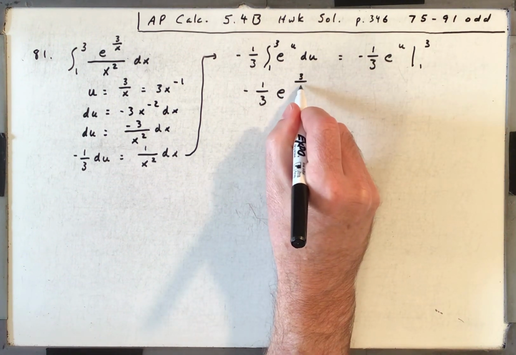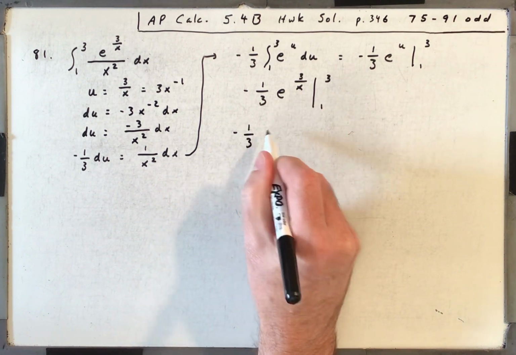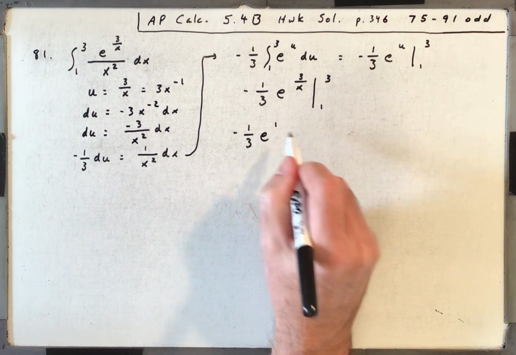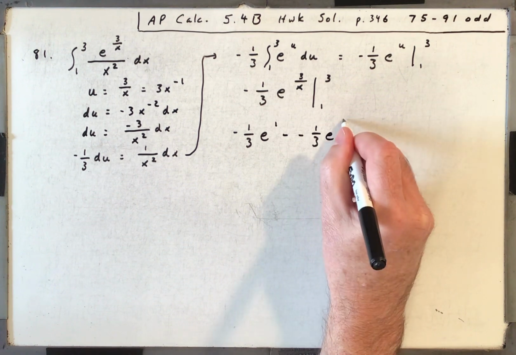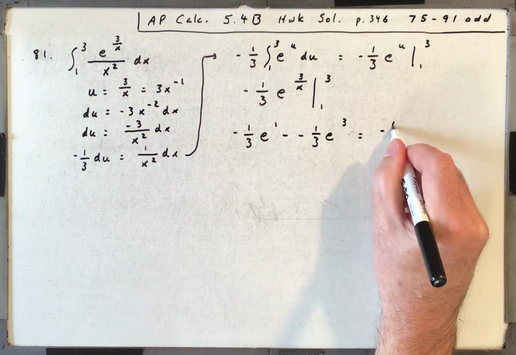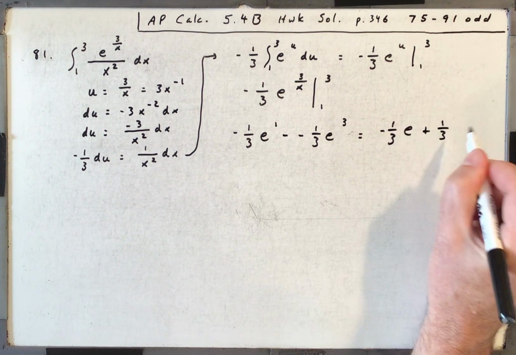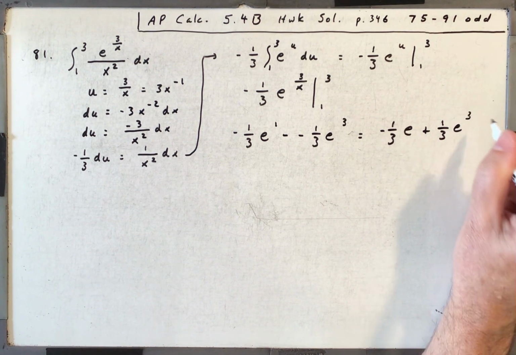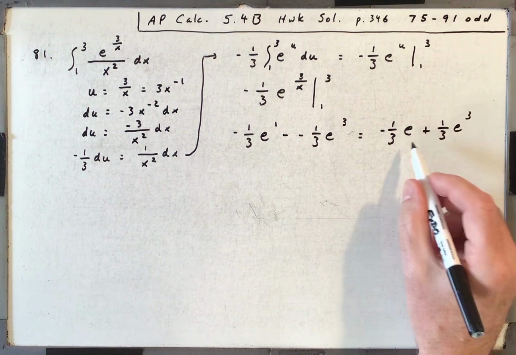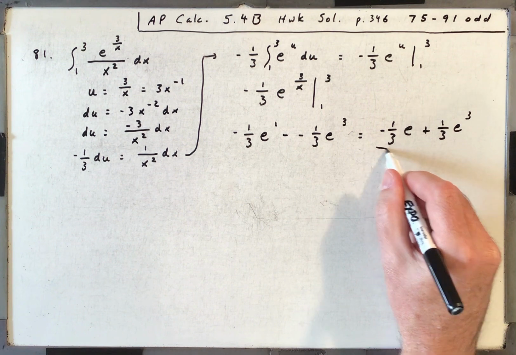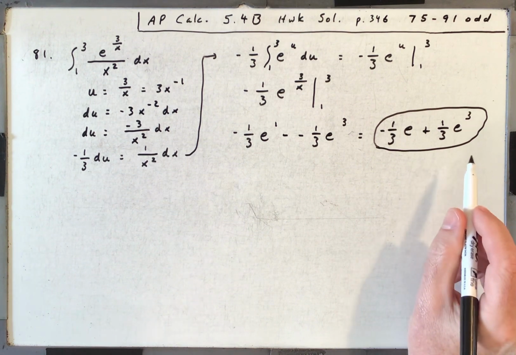So we have 3 over x now. So that's going to be negative 1/3 e to the 3 over 3, which is 1, minus negative 1/3 e cubed. So that's going to be negative 1/3 e plus 1/3 e cubed. And that is fine with me. I think the book factors out a 1/3 or a negative 1/3, but that doesn't make things any better in my opinion, so I'm totally fine with that.